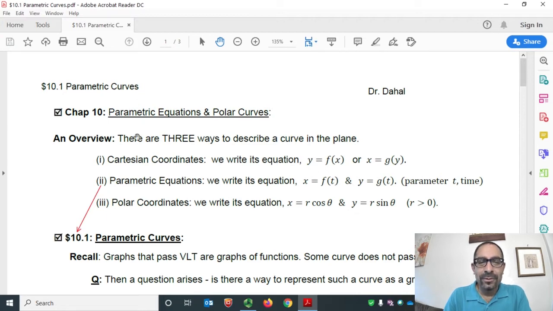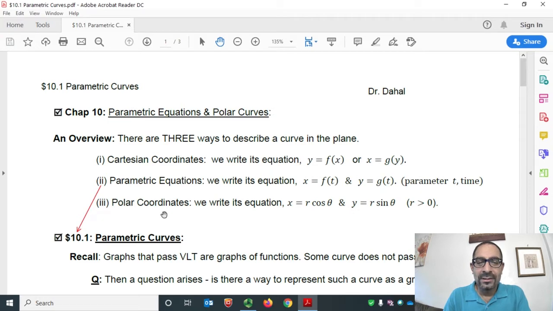Quick overview. There are three ways to describe a curve in the plane. Using Cartesian coordinates, where we write the equations as y equals a function of x or x equals a function of y. Using parametric equations, that means we are writing x and y in terms of a third parameter, say t, that is x equals a function of t and y equals a function of t.